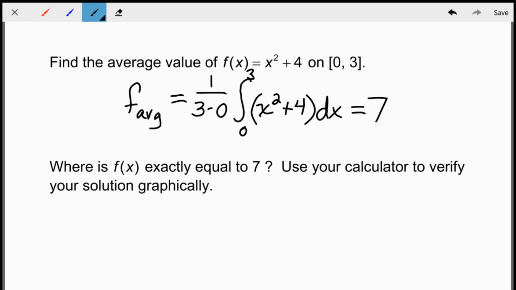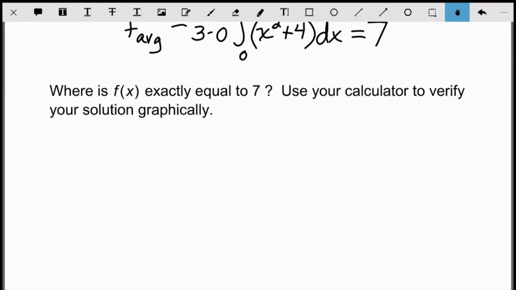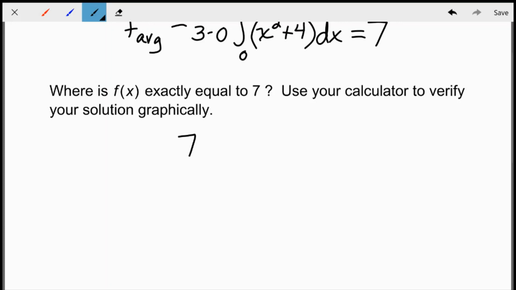The last part of this, it says, where is f of x exactly equal to 7? And then it says, use your calculator to verify your solution graphically. Well, where's the function equal to 7? My function was x squared plus 4. So when is 7 equal to x squared plus 4? Well, x squared would be equal to 3 here. That means x is equal to plus or minus square root of 3.